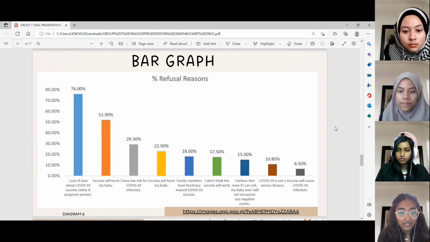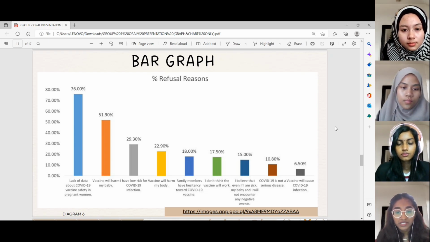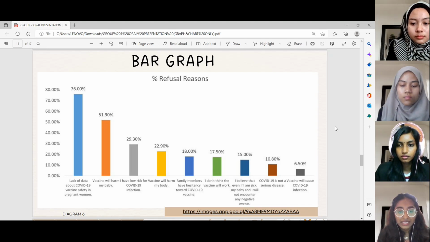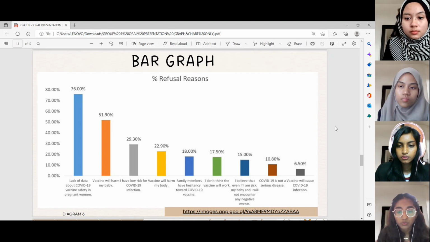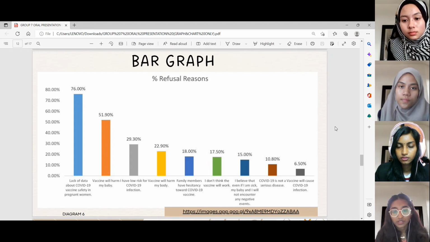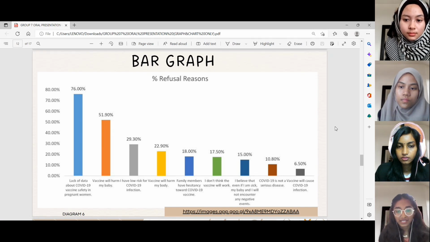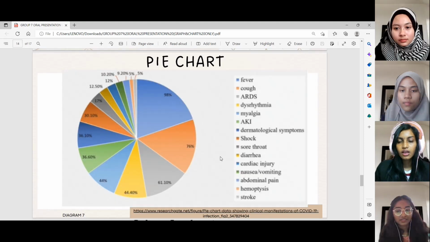For my conclusion, I would say this graph allows us to conclude that the highest percentage of refusal reasons is lack of data about COVID-19 vaccine safety in pregnant women, which will be 76%, and the lowest percentage of refusal reasons is that the vaccine will cause COVID-19 infection, which will be 6.50%. That is all from me. I will pass to the next presenter.